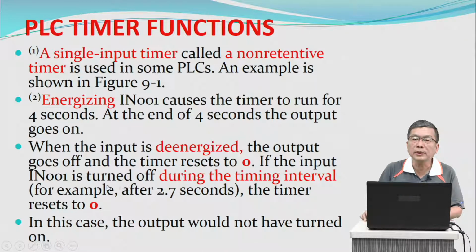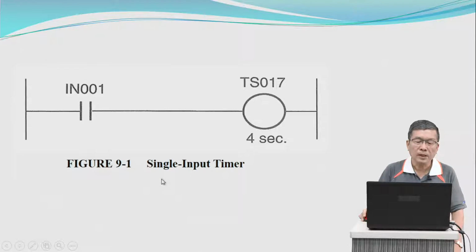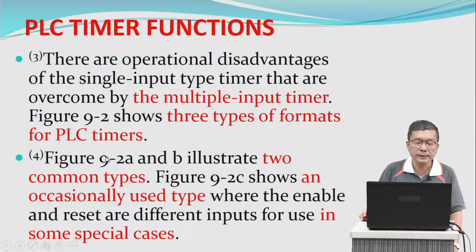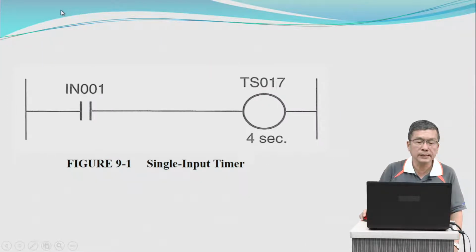If the input 001 is turned off during the timing interval, for example after 2.7 seconds, the timer resets to 0. In this case, the output would not have turned on. This picture shows a single input timer. This is the enable line. Timer count 4 seconds.